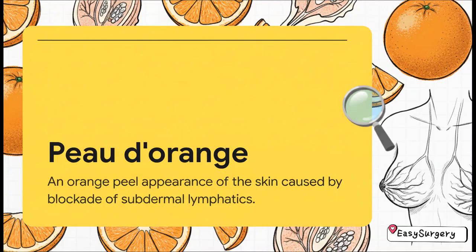However, there's a condition called peau d'orange, which literally translates to orange peel, and that changes the game entirely. This happens when tumor cells block the subdermal lymphatics. Those are the tiny lymph vessels sitting right under the skin. The skin gets thickened and pitted, looking exactly like an orange peel. It's the most conspicuous visual sign to look for on examination, and unlike dimpling, peau d'orange absolutely confirms true, actual skin involvement in the cancer.